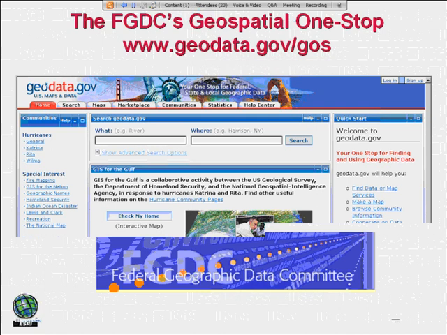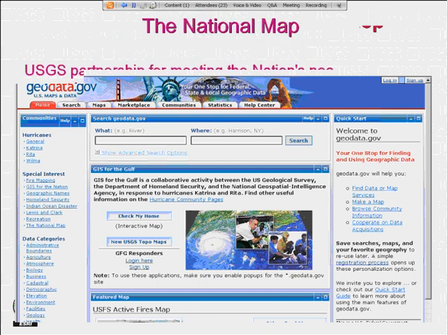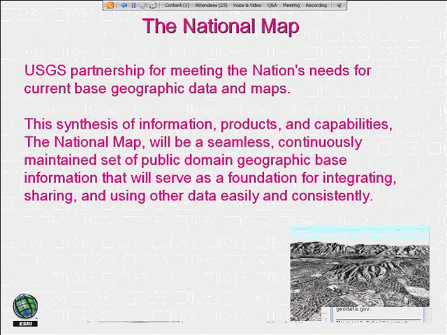One of my favorite things to grab over on the Geospatial One-Stop is historical imagery for Katrina. Katrina was sort of a showcase for the Geospatial One-Stop. So you can get historical topo maps for New Orleans looking at the settlement pattern. What a wonderful resource that is for education.